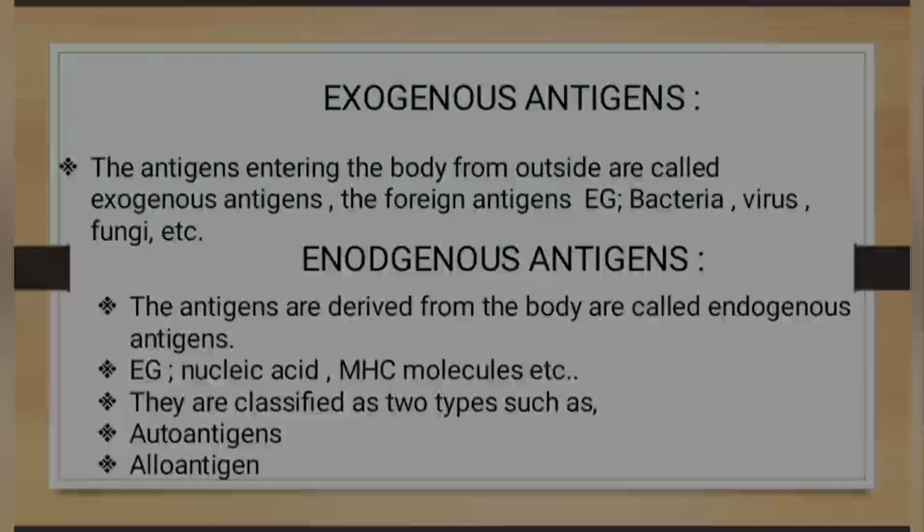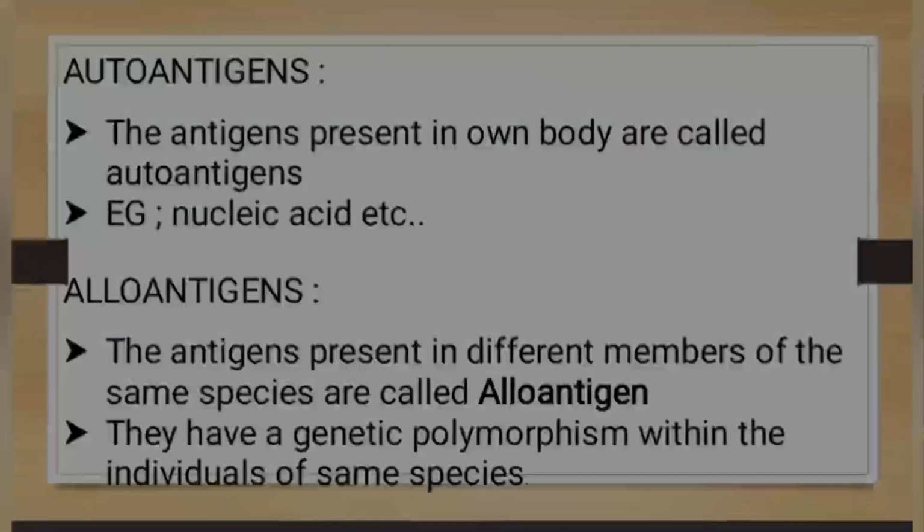Next one is endogenous. The antigens are derived from the body. Endo means inner, exo means outer. Derived from the body is called endogenous antigen. For example, nucleic acid, MHC complex, etc. They are classified into two types. One is autoantigen, another one is alloantigen. Auto means own, self, present in the own body, which produces an antigen. This is called an autoantigen. Examples are nucleic acid and polypeptides, etc.